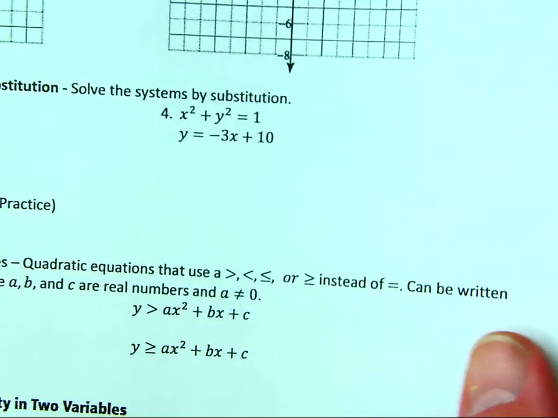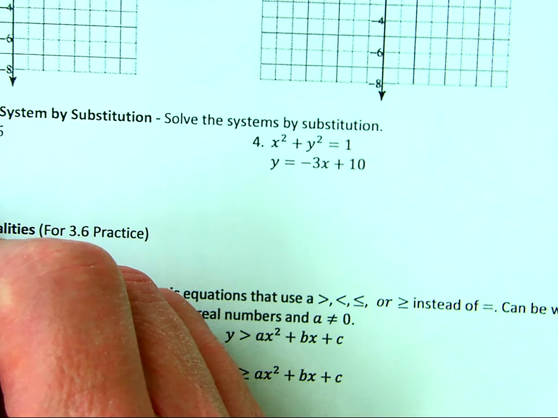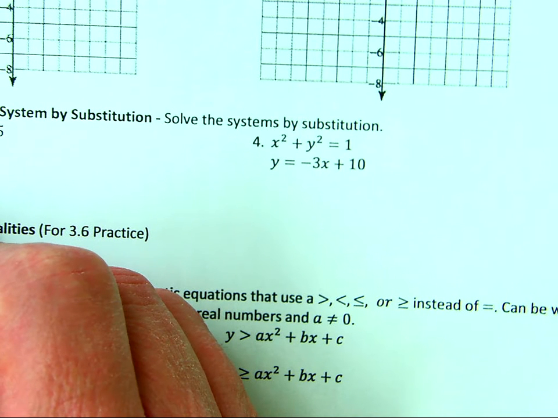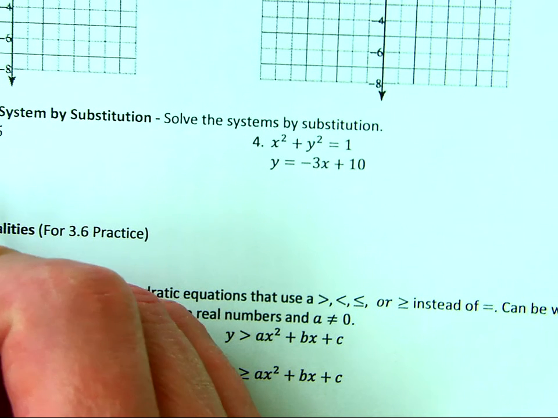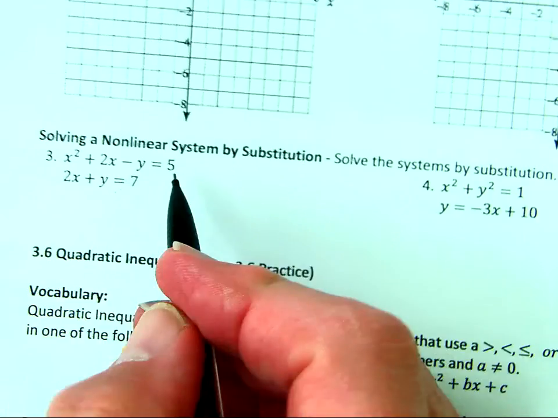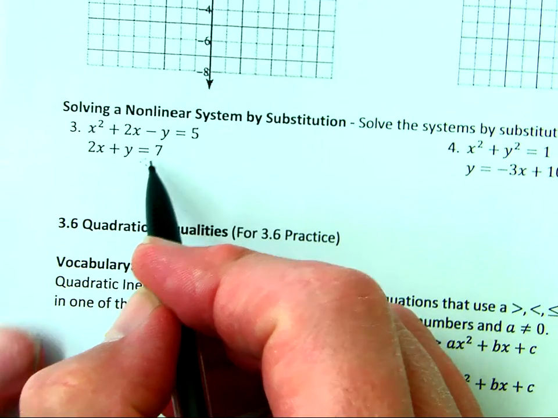Now, the solving by solutions. I made a change there too. On your sheet, I moved number 4 over here to number 3. On your sheet of notes, this one that I moved over here, that's actually your number 4. I moved it over here.